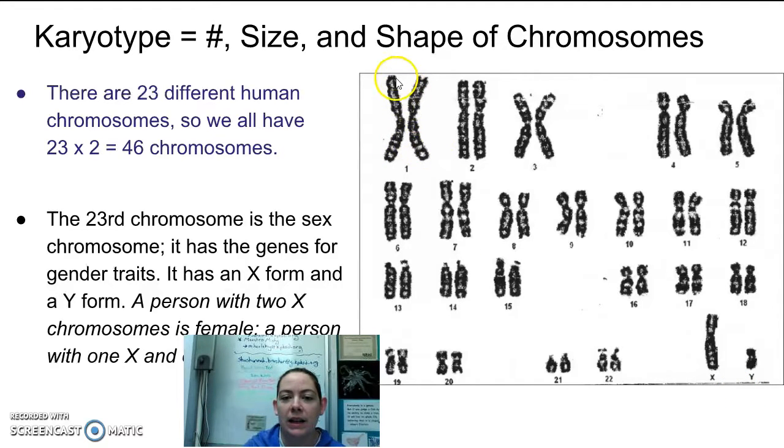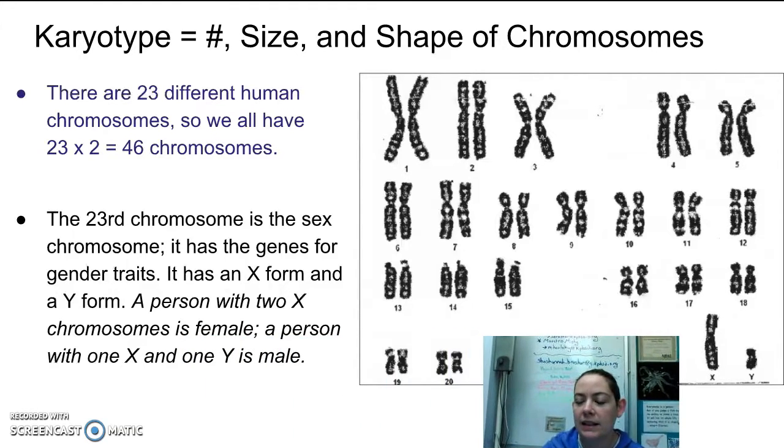So notice that we have 2 of each of these. So for chromosome number 1, we have 2 copies. For chromosome number 2, we have 2 copies. So 2 times 23 means we have 46 chromosomes actually in our bodies.